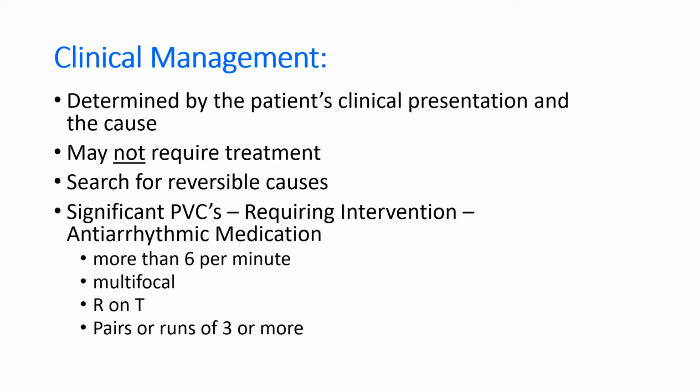The management of these patients with PVCs is, again, correcting the contributing circumstances. An antiarrhythmic may be needed if no reversible cause is found. So how is the patient presenting? They may not require any treatment. So it's significant PVCs requiring intervention, usually such as an antiarrhythmic medication, is when you have more than 6 per minute, or if they're multifocal, or if they're having R on T, or pairs or runs of 3 or more. Those are the ones that probably would need an antiarrhythmic.